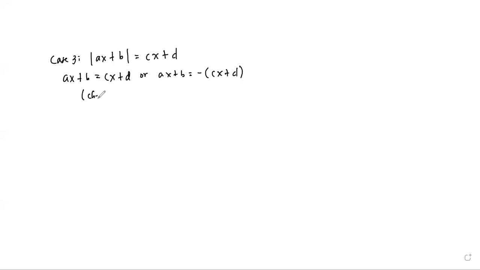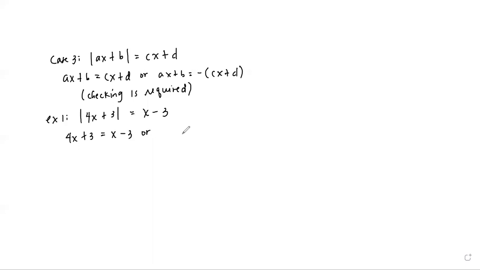So the solution here will be a times x plus b equated to c times x plus d, or a times x plus b is equated to the negative of c times x plus d. But again, as I said earlier, checking is required here. Okay, so let's have an example. Let's solve the absolute value of 4x plus 3 is equal to x minus 3. So this equation falls under case 3. So the solution would be 4 times x plus 3 equated to x minus 3. And then the second equation would be 4x plus 3 equated to the negative of x minus 3.